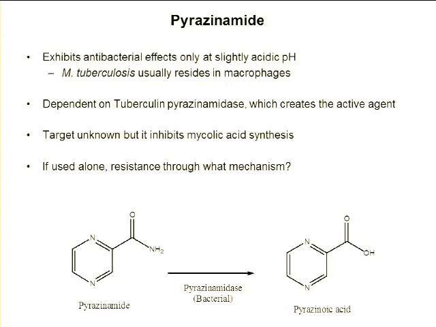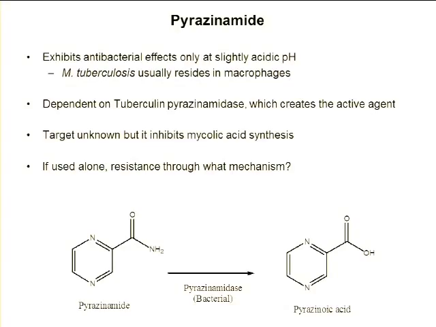The target of this drug is not yet known. It's not INHA, that target that isoniazid inhibited. The target is not yet known, but what happens in the end is that you inhibit mycolic acid synthesis. But it's independent of that INHA that isoniazid inhibited. It's not that same target.